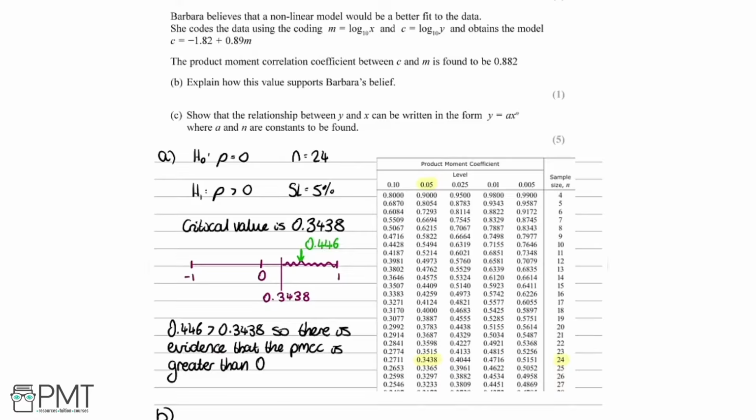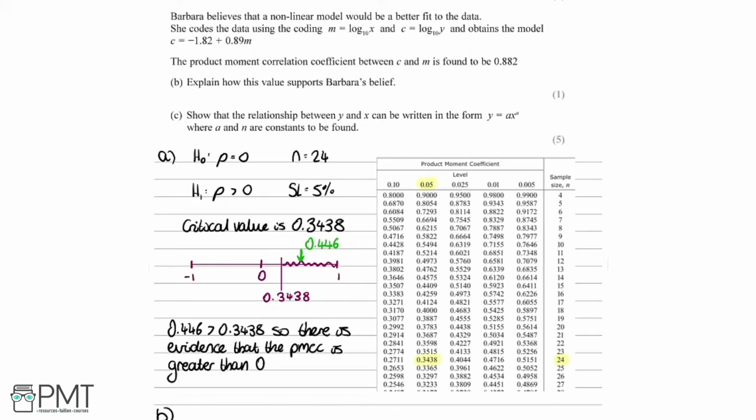Barbara believes that a non-linear model will be a better fit to the data. She codes the data using m equals log base 10 of x and c equals log base 10 of y, and obtains the model c equals minus 1.82 plus 0.89m. The product moment correlation coefficient between c and m is found to be 0.882. Part B says we need to explain how this value supports Barbara's belief.